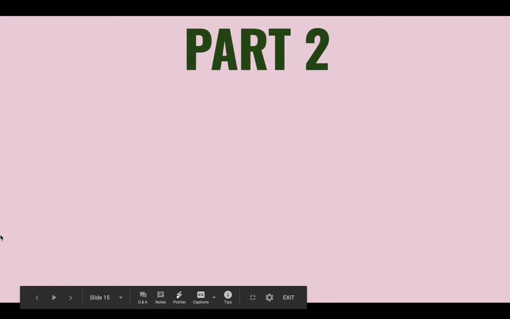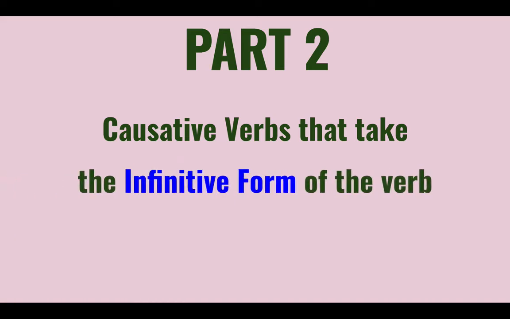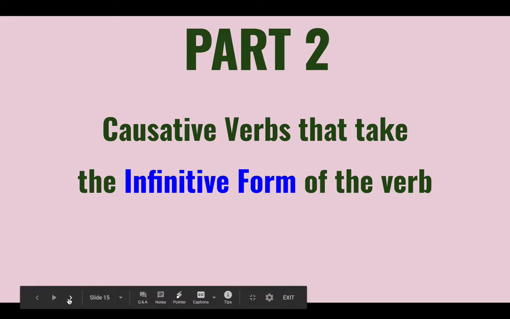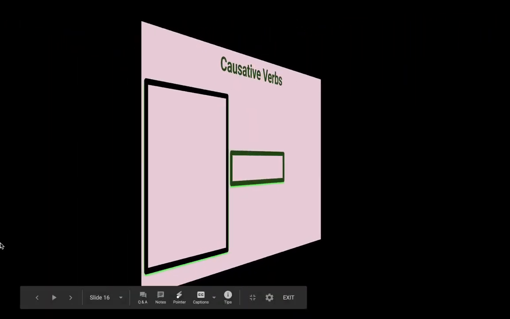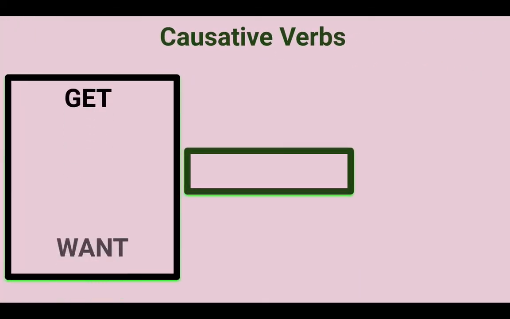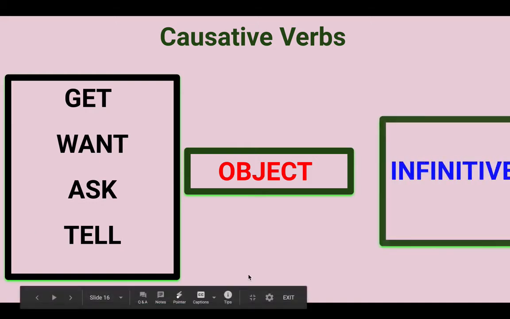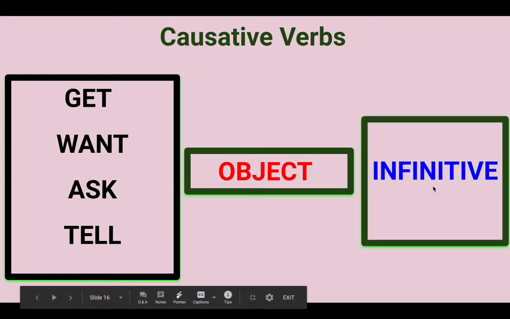Okay, so that's the end of the first group. Those are the ones that generally just use the base form afterwards, although we did see a couple of examples. Now in part two, we're looking at causative verbs that take the infinitive form of the verb routinely. And again, this is the pattern. We have the verbs get, want, ask, and tell. Again, we have an object coming in, and this time the normal form is the infinitive form of the verb for these four verbs.